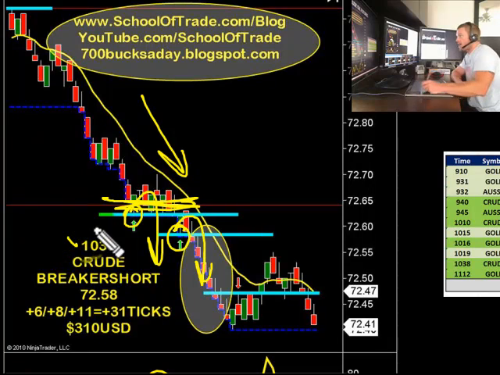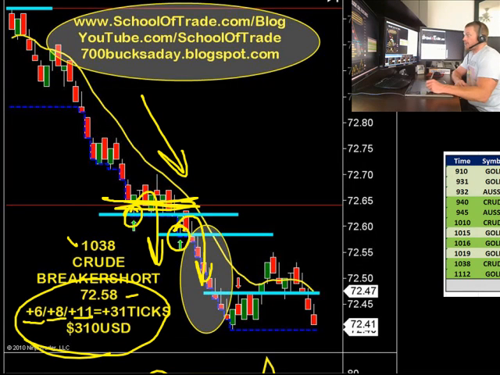Okay, 10:38 was the time, 72.58 was the fill, 2 off at 6, 1 off at 8, 1 off at 11. That's 31 ticks. This looks to be the biggest trade of the day here at 10:38. Okay, so $310, guys.